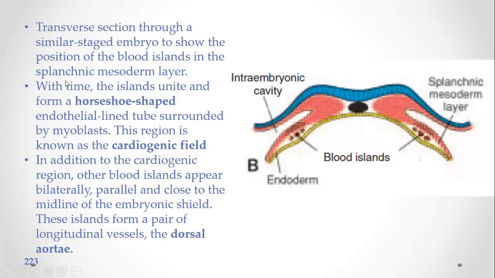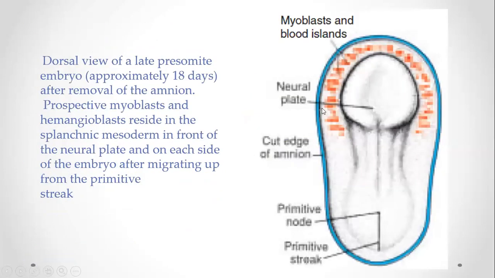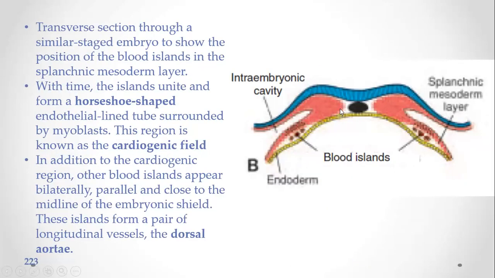Now, with time, the islands unite and form a horseshoe-shaped endothelial-lined tube surrounded by the myoblast. This region is known as the cardiogenic field. Slowly there is joining of all these islands. As I said before, there will be many islands. Then they will all coalesce together to form a horseshoe-shaped endothelial-lined tube surrounded by myoblast. So this region will be called the cardiogenic field, where the future heart will be formed.